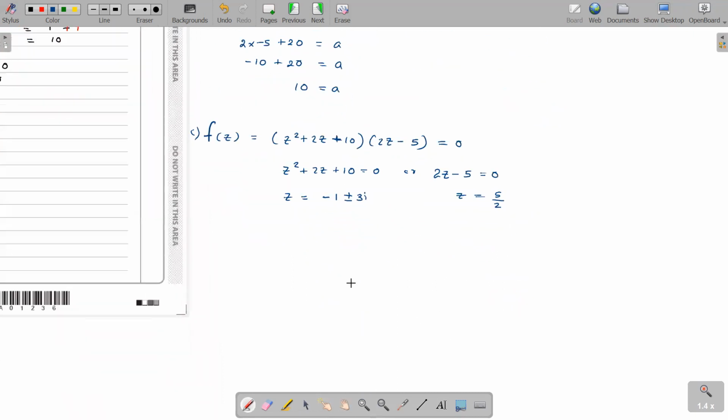Okay, let's mark all three on an Argand diagram. So this is the real axis and this is the imaginary axis. The first coordinate is minus 1 plus 3i. The next one is minus 1 minus 3i. And the next one is just 5 over 2, right? So 5 over 2 plus 0i. Do you see there's no imaginary coefficient? So it's basically 2.5.